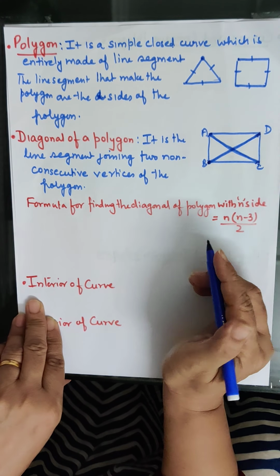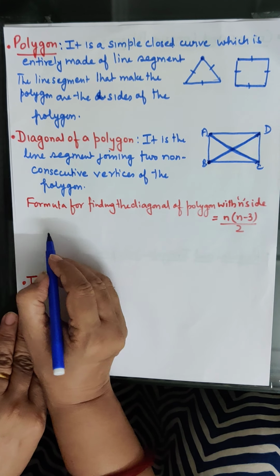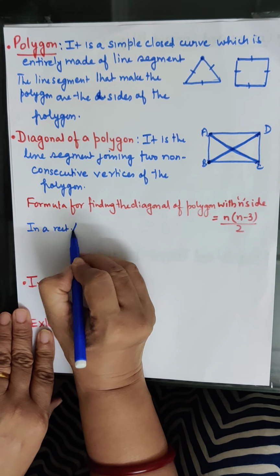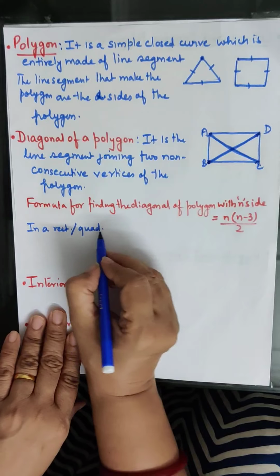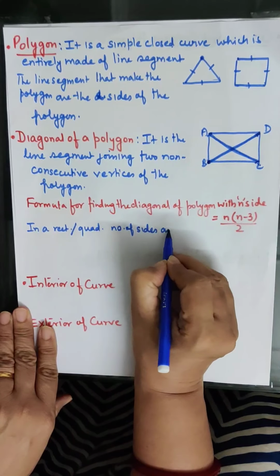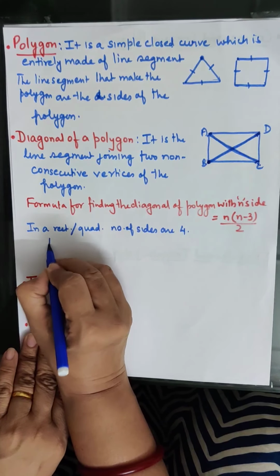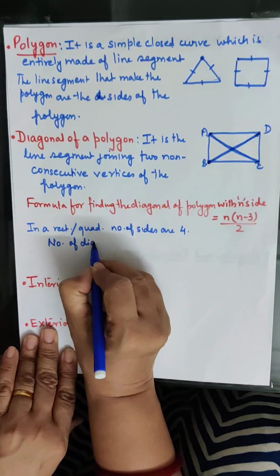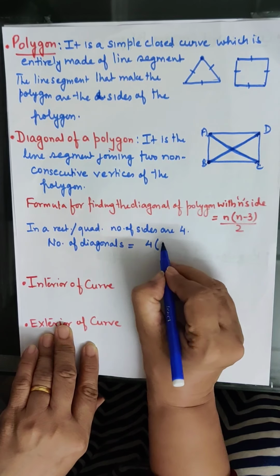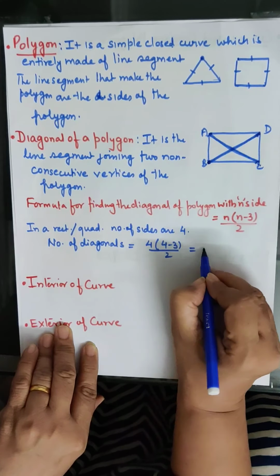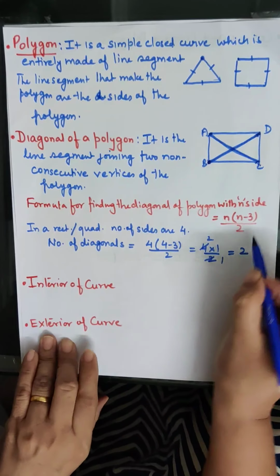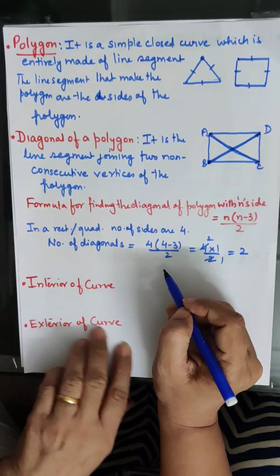ठीक है. तो अब हम ये रेक्टेंगल देखते हैं, in a rectangle या in a quadrilateral, कुछ भी बोल सकते हैं. Number of sides are 4. So number of diagonals is equal to n, मतलब 4 into 4 minus 3 upon 2. This is equal to 4 minus 3 is 1 upon 2. 2 ones are 2, 2 twos are 4. This is 2. So you see that in a quadrilateral there are 2 diagonals.